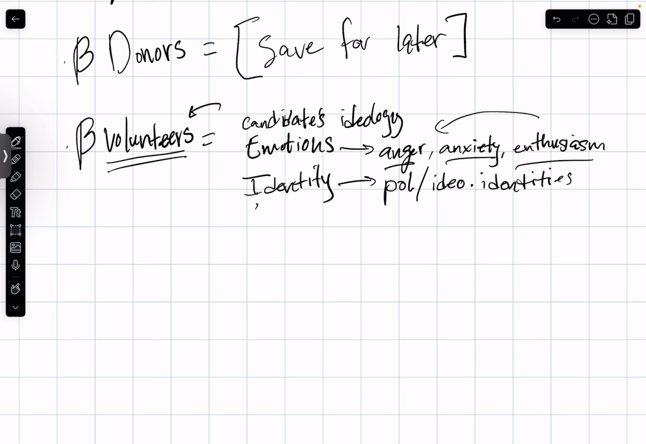All right, last thing that I'm going to talk about is socioeconomic variables.